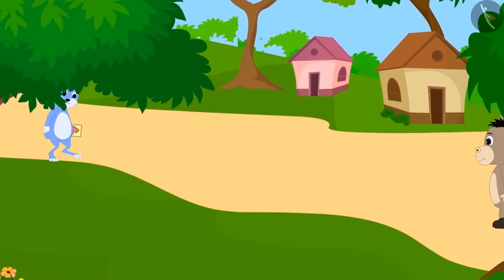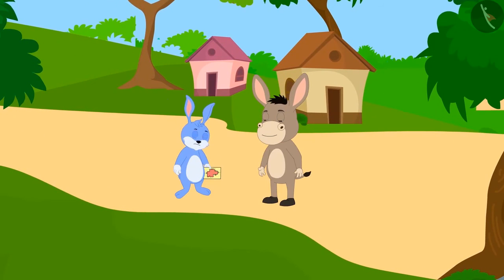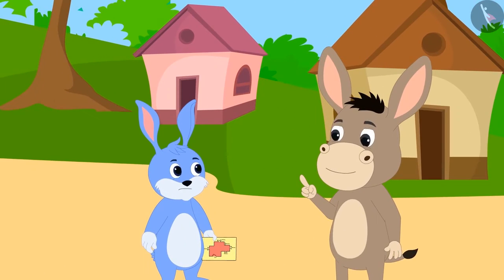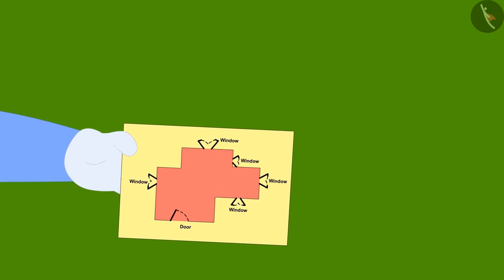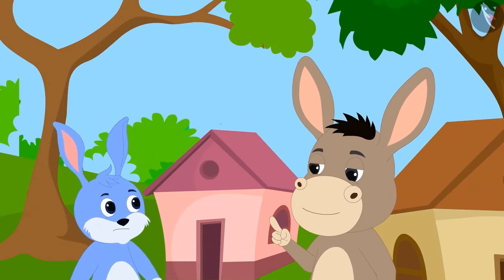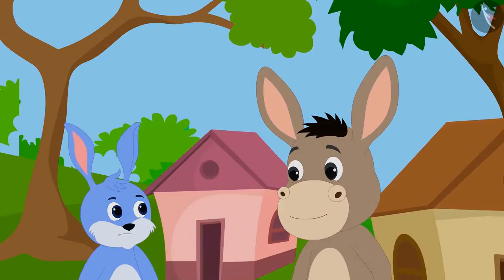Bunny was returning home with a sad face when he saw Bhola the donkey on the way. Bhola asked the reason for Bunny being depressed. Bunny told him the whole story. Bhola told Bunny that he could help him. Bunny was shocked. Bhola asked Bunny to show the map of the floor and asked him to come with him to the king's court the next day.